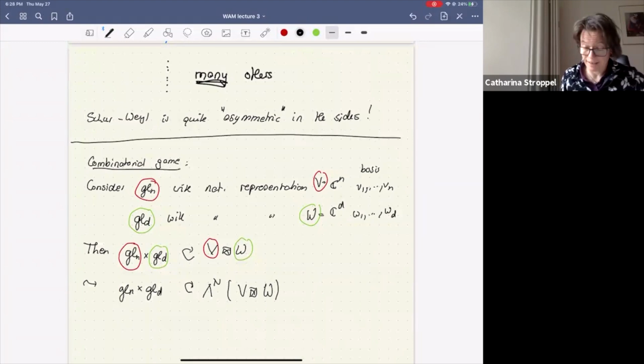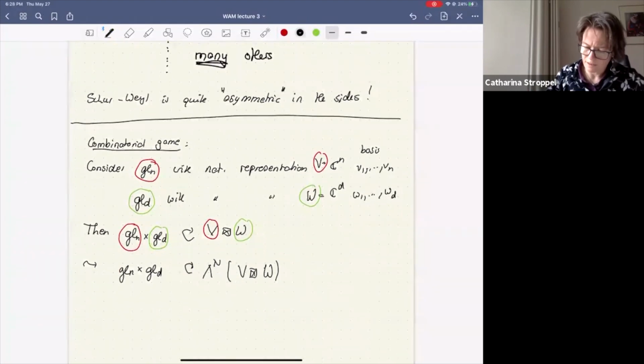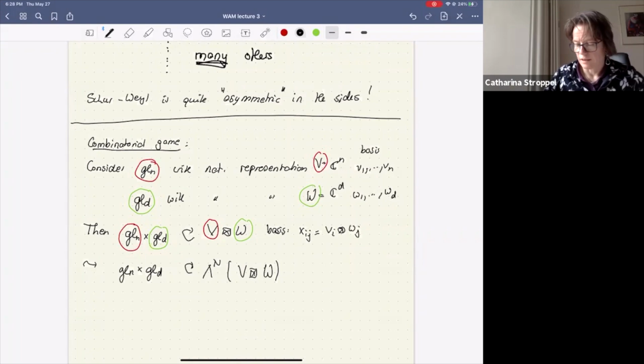Okay, now I would like to understand what this thing is. So let's first go back to the tensor product. What is the basis of this tensor product? A basis is given by a basis for the red thing and a basis for the green thing. So let me say it's x_ij, which is v_i tensor w_j, where i runs between 1 and n, and j runs between 1 and d. So this is a basis.